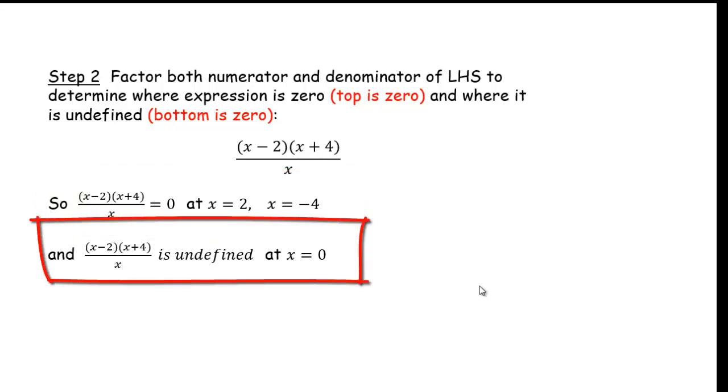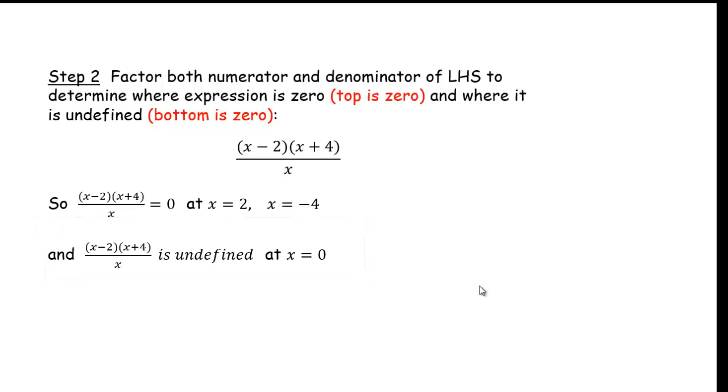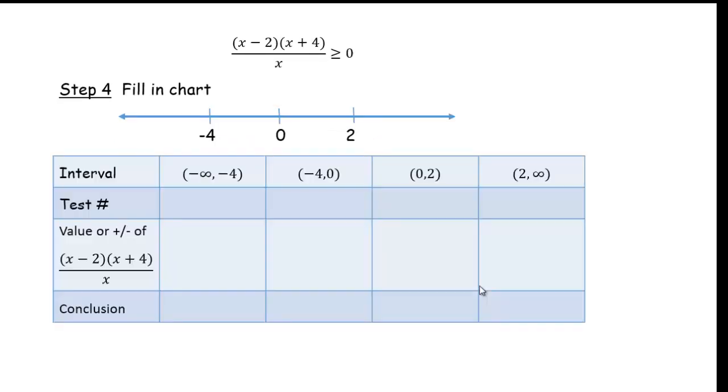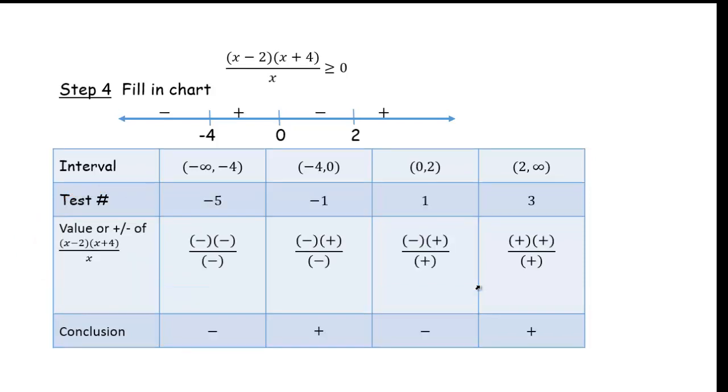So you take the collection of points where the function is either 0 or undefined, and those are the numbers you use to plot on your number line. So we've got -4, 0, and 2. And then we're going to fill in a chart. We've got 4 test intervals again, and we're just going to be looking at the sign, the plus or minus, of the left-hand side at each of our intervals by plugging in a test point. So the test points I chose are -5, -1, 1, and 3.